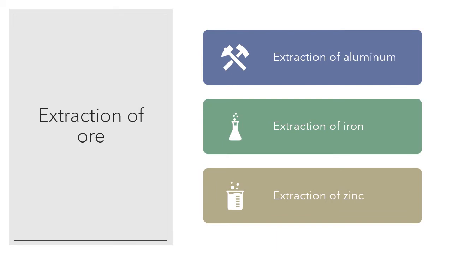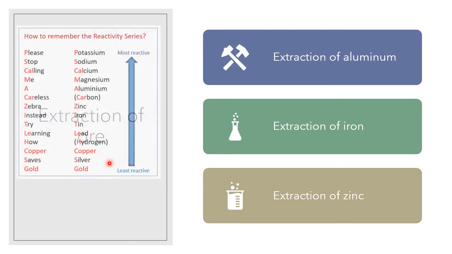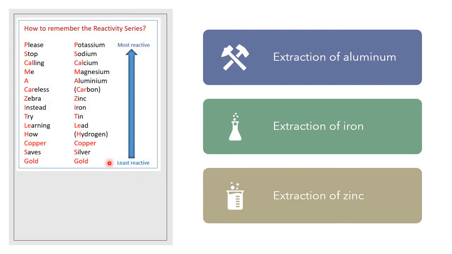Okay. Extraction of ore. We have extraction of aluminium, extraction of iron and extraction of zinc. Ore ni bermaksud compound lah. Yang compound yang ada metal tertentu. Okay. Extraction of metal must be based on the reactivity series, as you can see here.